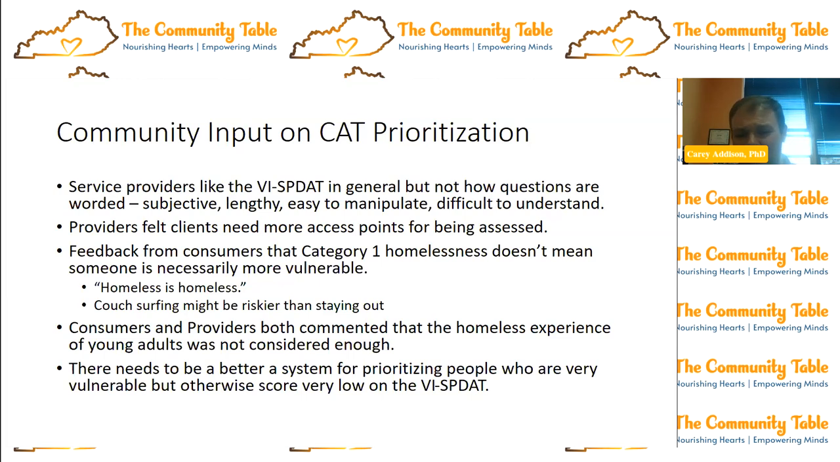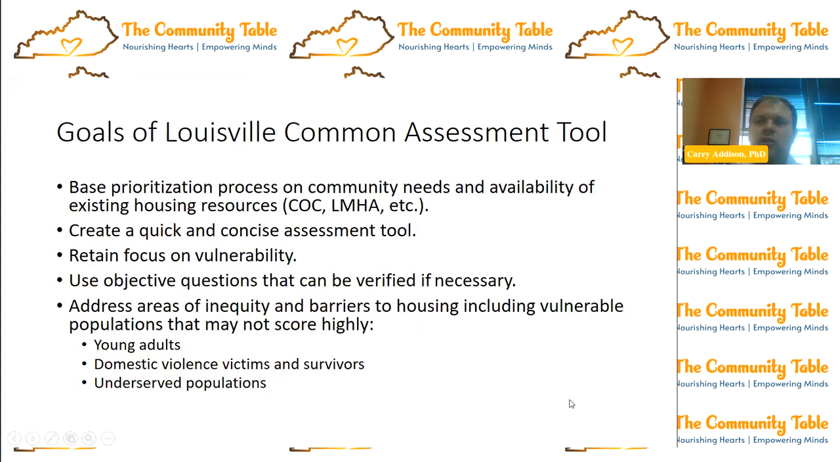So think about things like medical vulnerability, like they're living with a chronic health condition or multiple conditions that make living on the street very dangerous for them, but they may not have been homeless very long. They may not have a substance use disorder. They may not have those other factors that have given people higher scores on the VI SPDAT. So this feedback gave us some goals of what we wanted our new assessment tool to be.